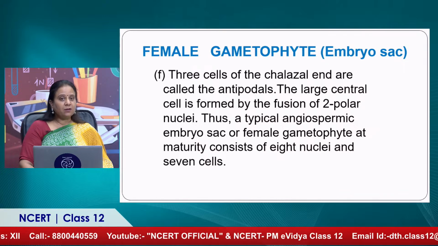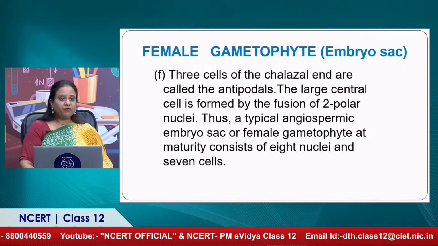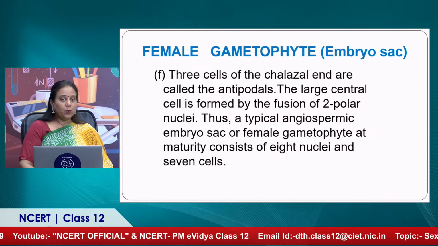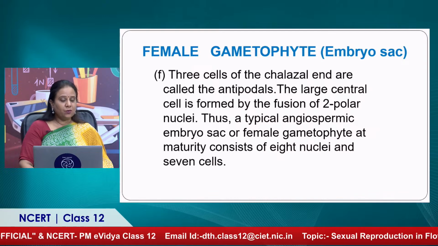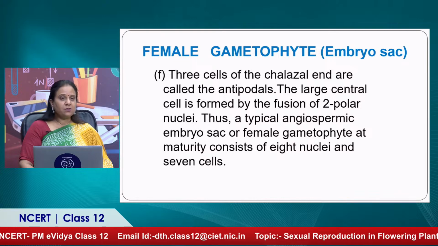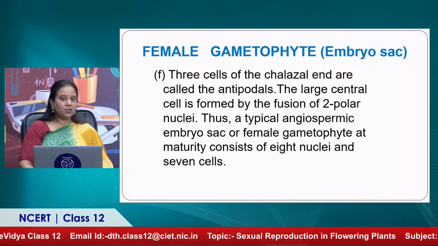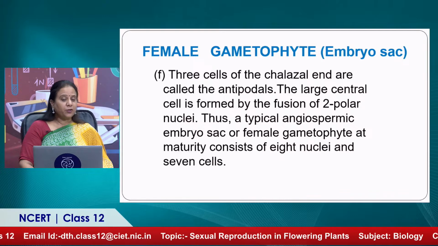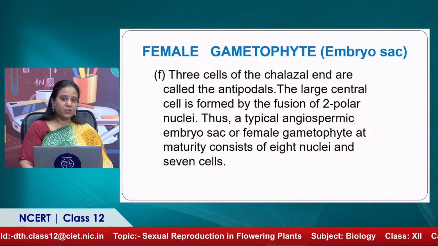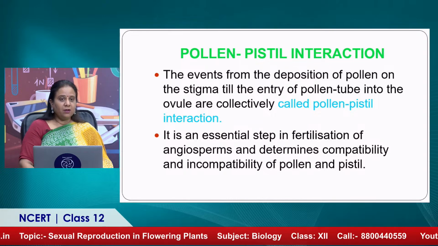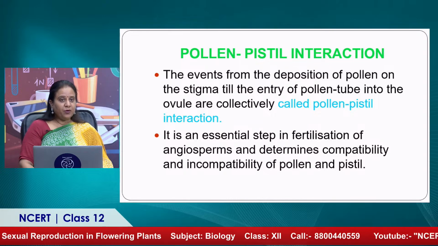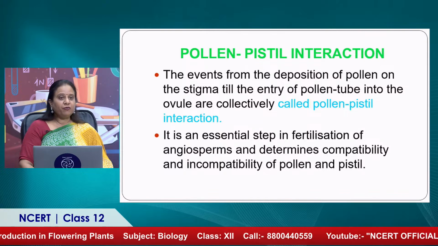This question can come in the exam: how can we find out there are 8 nuclei and a 7 celled structure in the embryo sac? Explain. So students, you have to write this complete answer, including how the change happens and how many mitotic divisions take place over there. Now the male gametophyte develops, the female gametophyte develops.